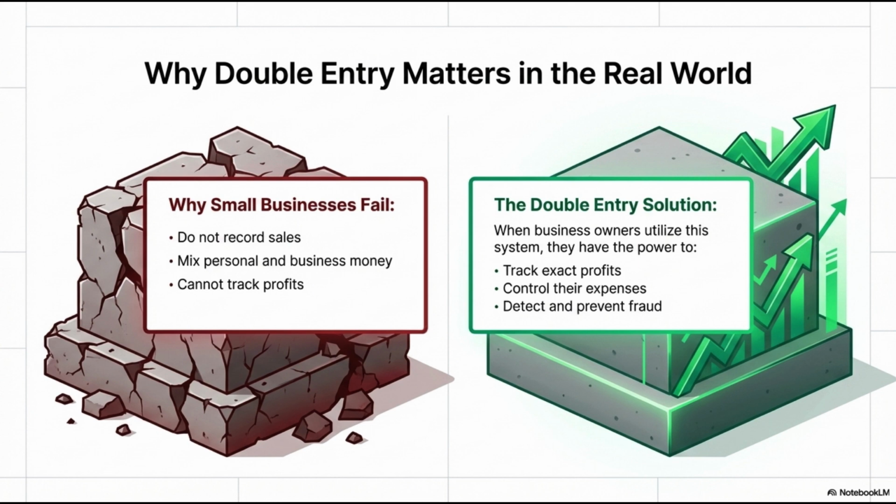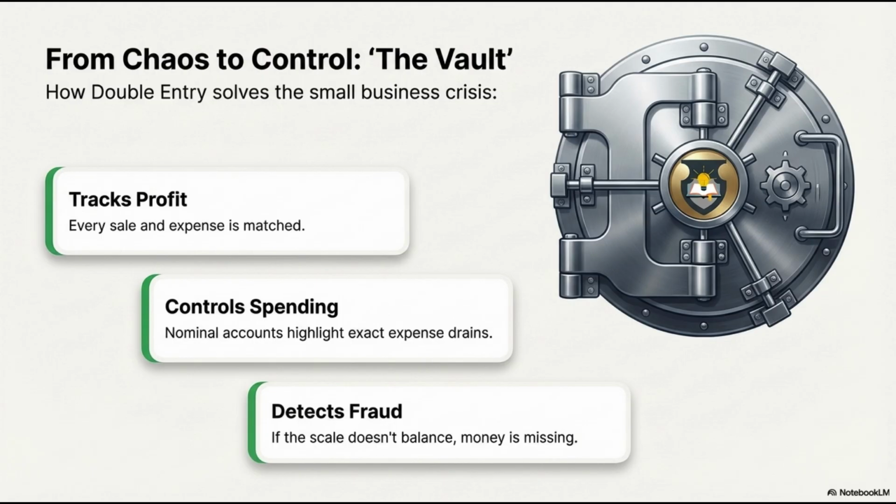Let's bring this to real life in Nigeria. Many small businesses fail because they do not record sales. They mix personal and business money. They cannot track profit. If business owners understood double entry accounting, they could track profit, control expenses, and detect fraud. This is why accountants are very important professionals.